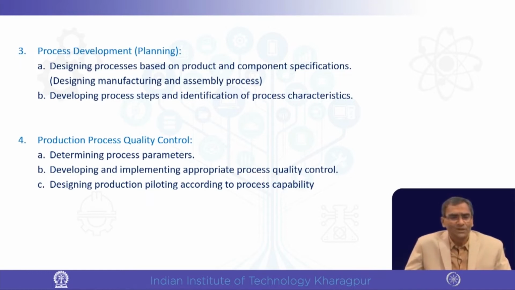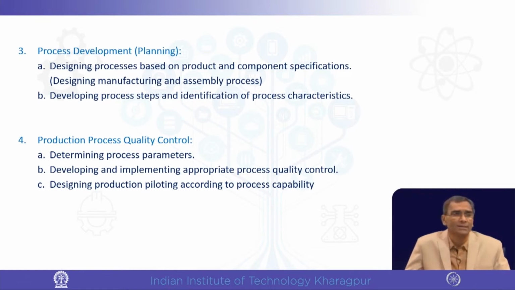Now, that is one component: specification, designing, manufacturing, assembly process, developing process steps and identification of process characteristics. What will be the process steps? How will something be manufactured? Then production process quality control. As I said, once the process is established and determined, the question is what the parameters are.